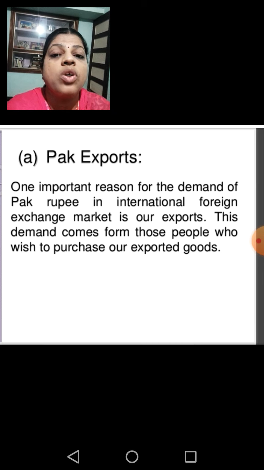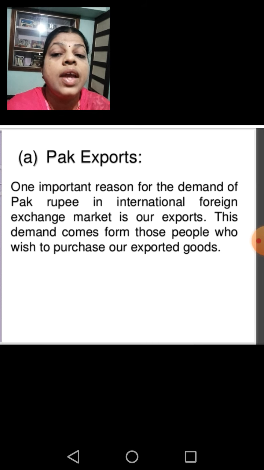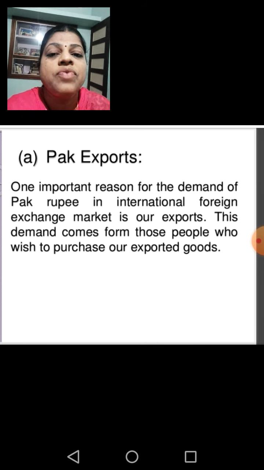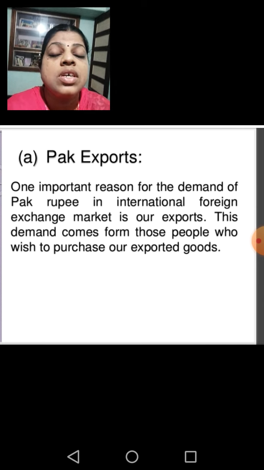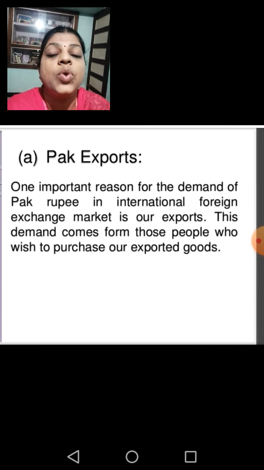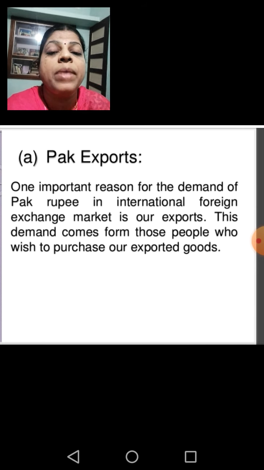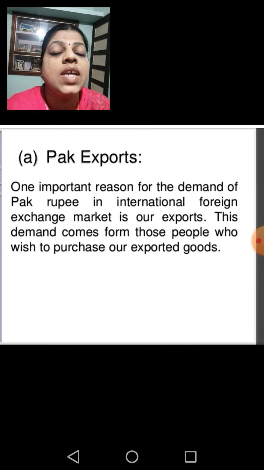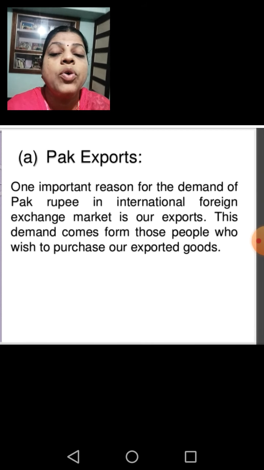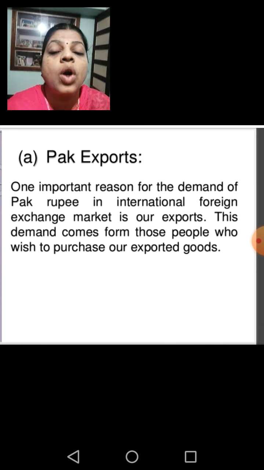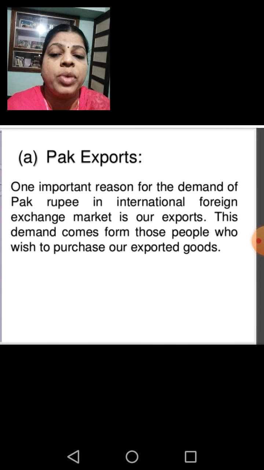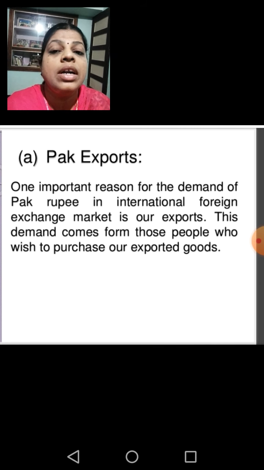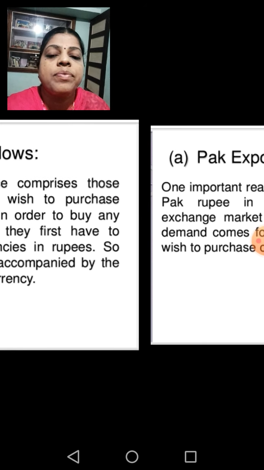So our exports are actually their imports. So if they import some commodities, they are bound to make payment in rupees, because our country's currency is the rupee. So they have to make payment in terms of rupees. So that is actually the demand, the first factor of the demand side.